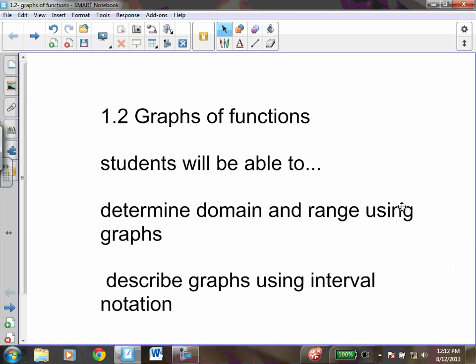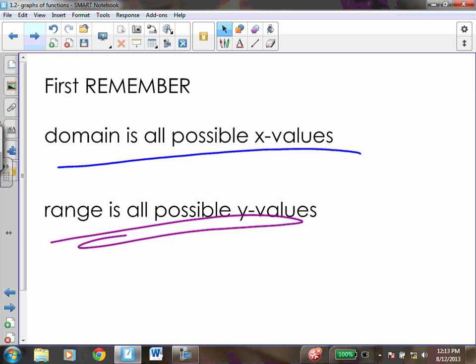Today we're going to be studying the graphs of functions. We will be able to determine the domain and range using graphs and describe graphs using interval notation. First, we need to remember that the domain is all the possible x values in a function, and the range would be all the possible y values.